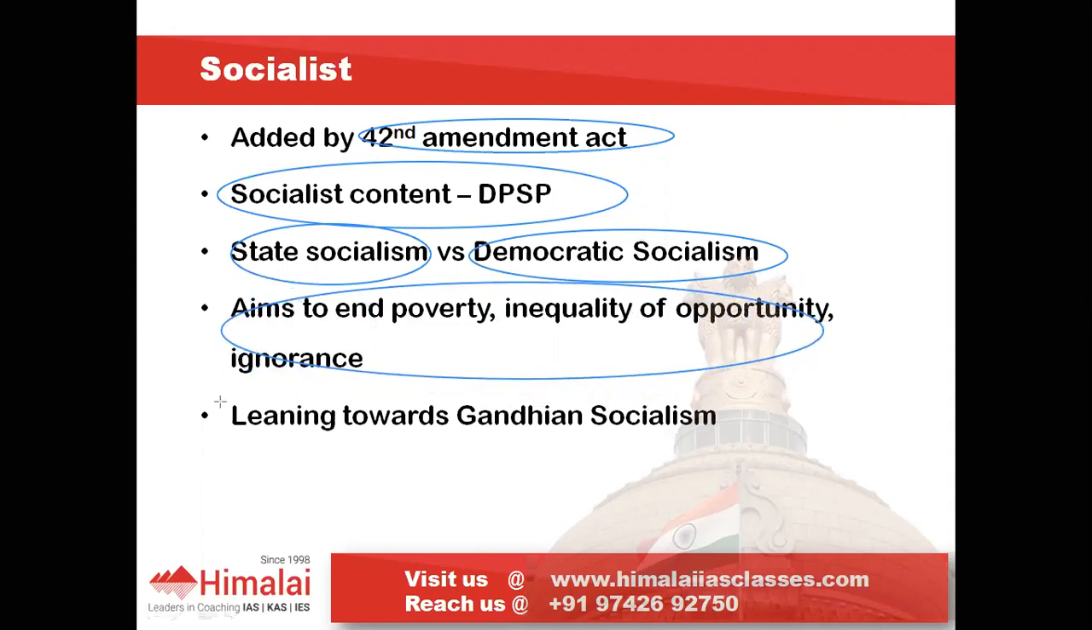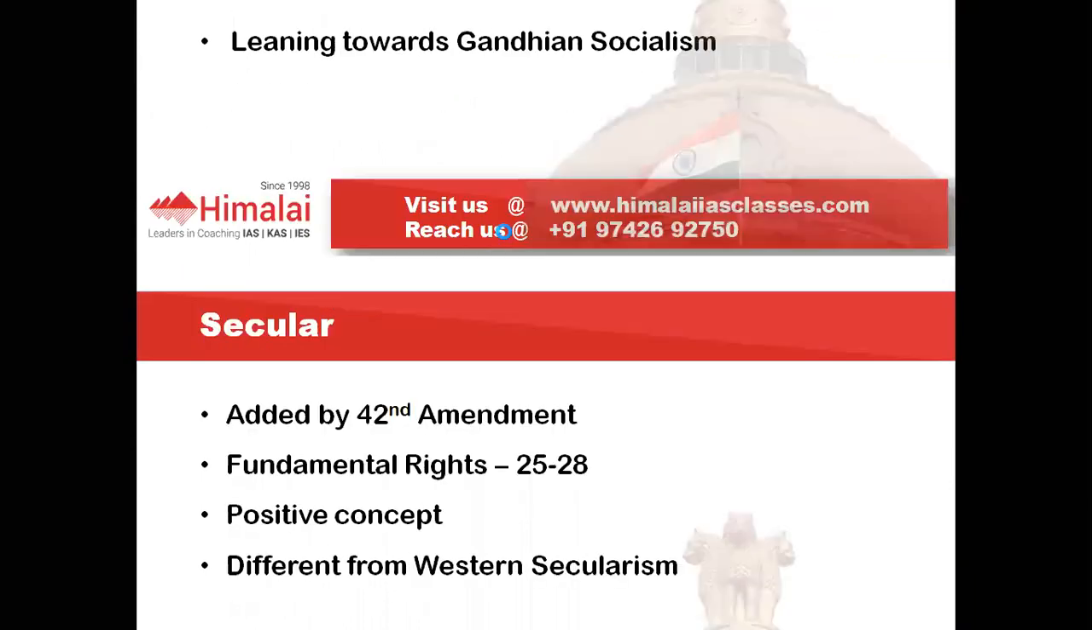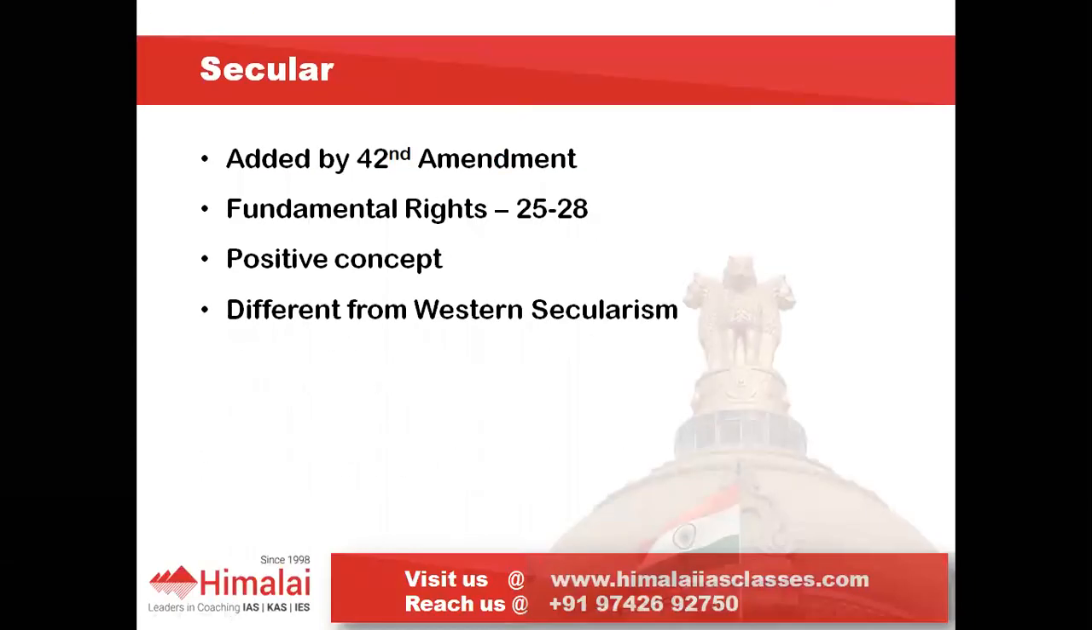So the Indian idea of socialism leans towards Gandhian socialism. You can see the reflection of Gandhian philosophy again in the DPSP when we discuss that chapter. So Indian socialism is called democratic socialism. It is different from state socialism, which is practiced in Russia or, let's say, China. We allow the existence of private property as well, and we have opted for the model of mixed economy. That is Indian socialism. Then coming to secularism, again this word was not mentioned in the original Constitution.